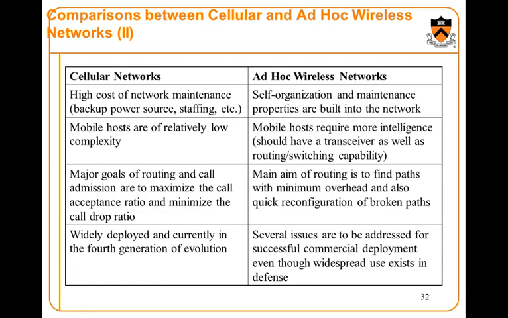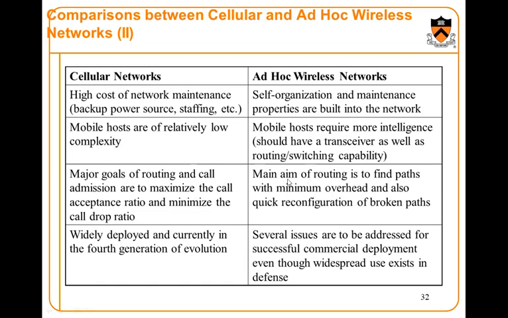So therefore, these nodes have more responsibility, and we need more intelligent devices in ad hoc networks, so that they can decide by themselves what decision should be taken in a particular scenario, as they don't have any support from the infrastructure. Another important thing about cellular networks is that the major goals of routing and call admission are to maximize the acceptance ratio and minimize the call drop ratio.